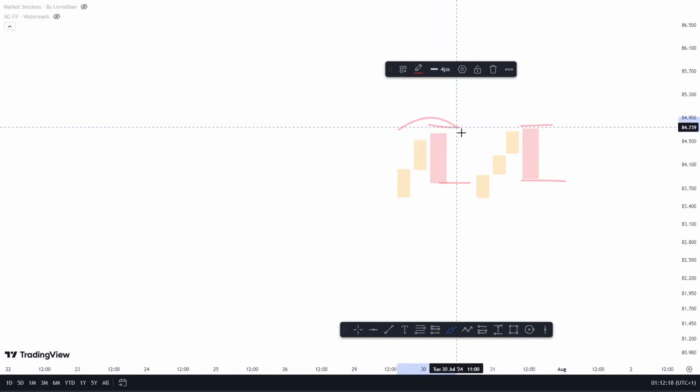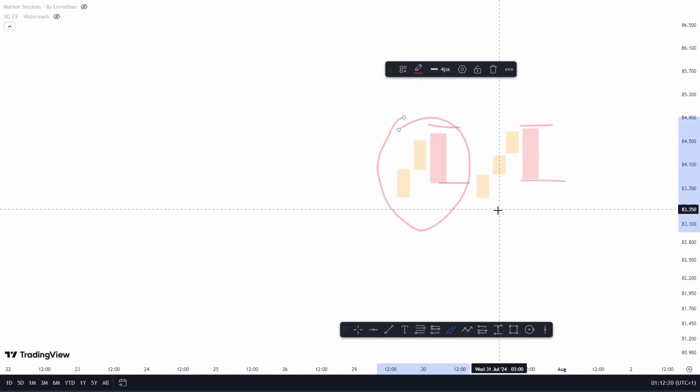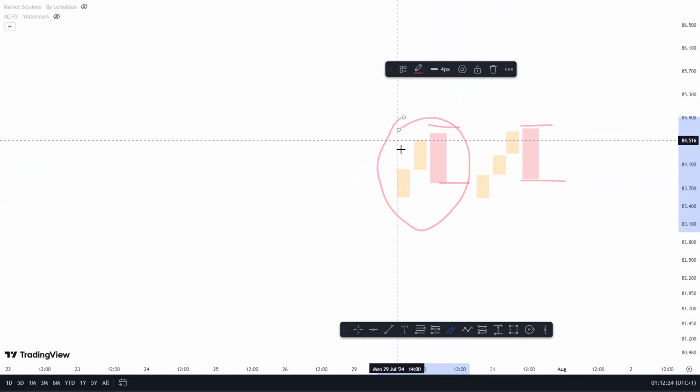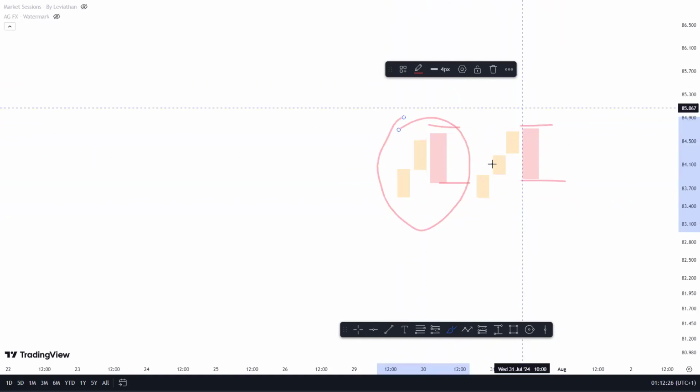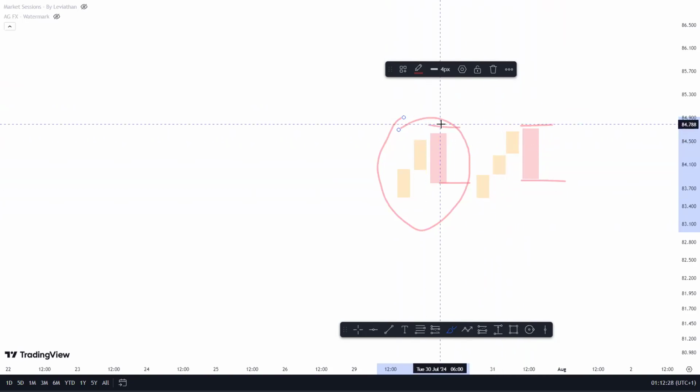Now, I'd like to see this one more, but if I see this one, I take it. Do you understand? I take it too. So two bullish candles or three bullish candles is what you're looking for. And then the final confirmation is the engulfing pattern, the bearish engulfing.